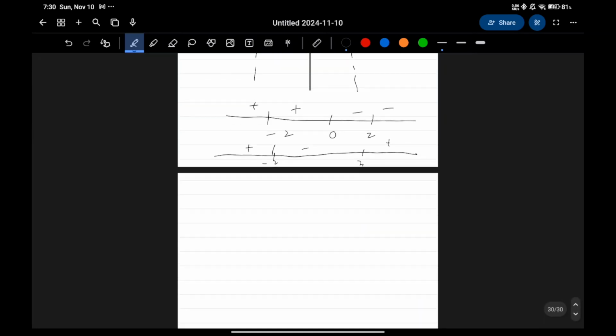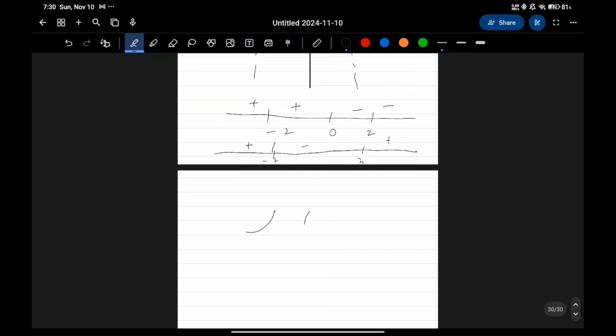So I have it like this, right? Now, which one of them is concave up and increasing? Over here, these are concave ups and these are concave downs.